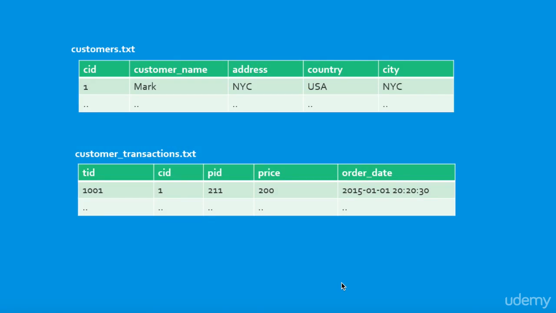Let's assume there are two files, namely customers and customer transactions in HDFS. Now if someone asks, tell me the top 5 paying customers by geo. To answer this question, you will write a MapReduce program to solve this problem.